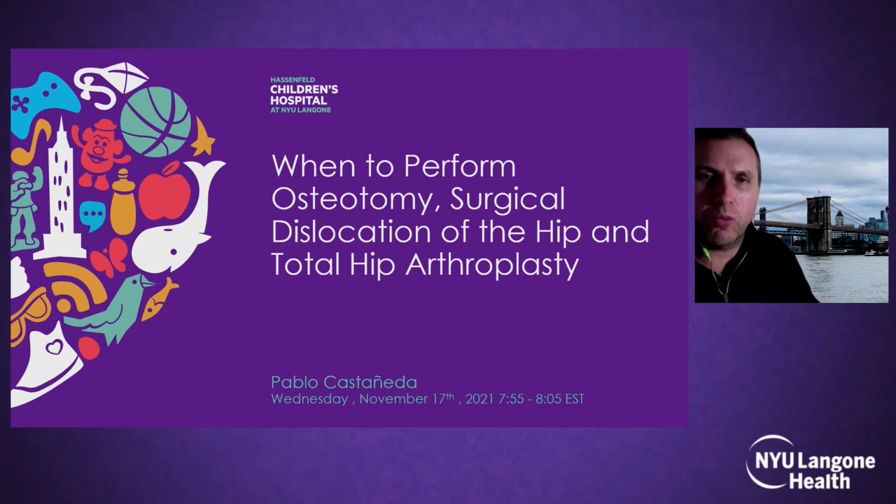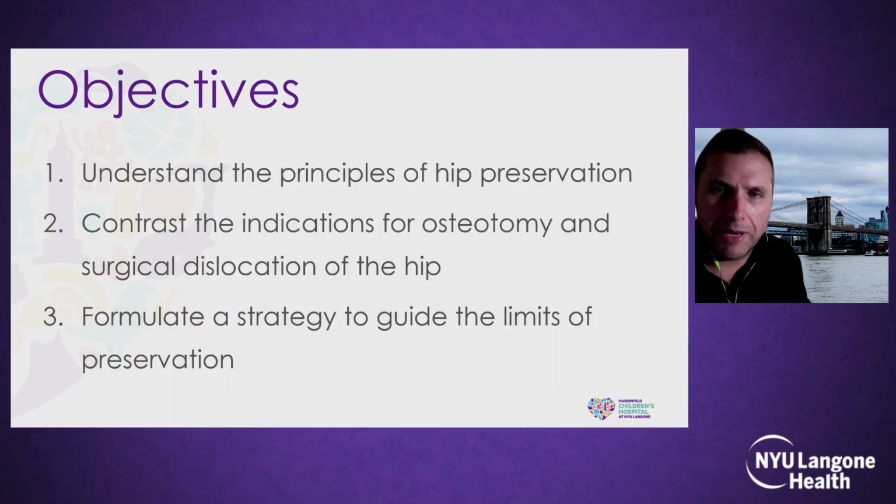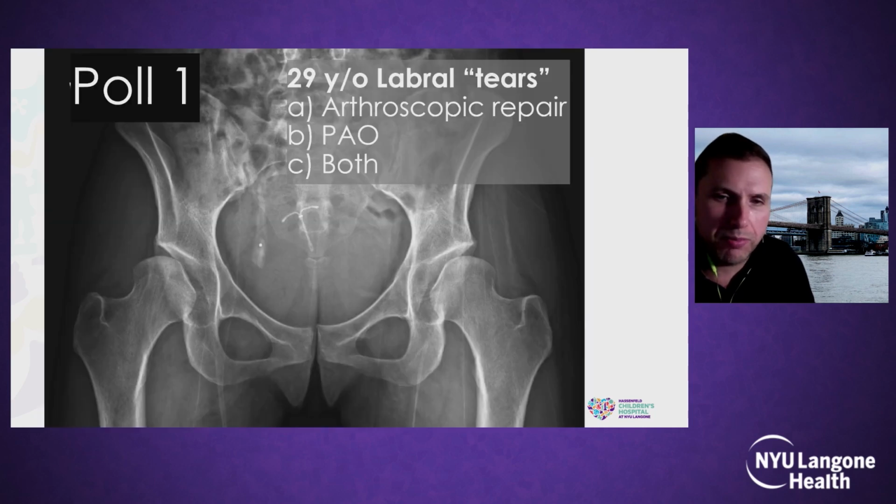I get to talk about when you perform an osteotomy, when do you do surgical dislocation, and what's the role of total hip arthroplasty in these relatively young patients. So mine is going to be much more case-based, and I have the objectives of helping you understand what the principles of hip preservation are, hopefully understand what the differences between doing an osteotomy and a surgical dislocation are as opposed to the arthroscopic treatment, and formulate a strategy for the limits of hip preservation.